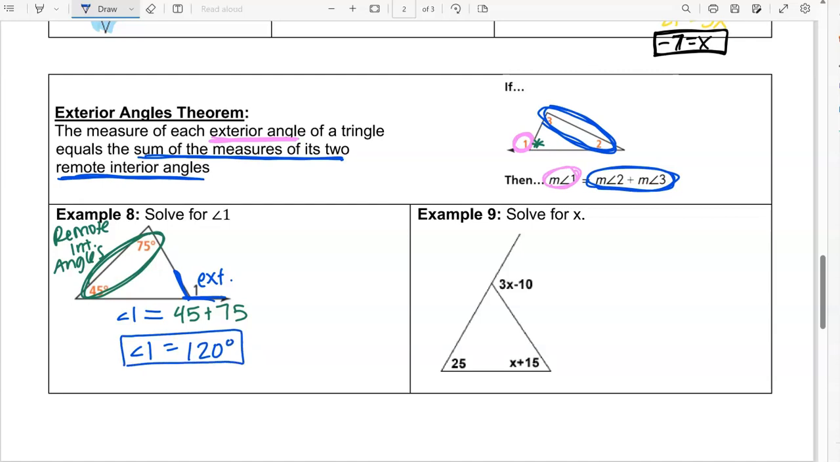Go ahead and see if you can set up and solve for example 9. Pause this and see if you can solve them on your own.